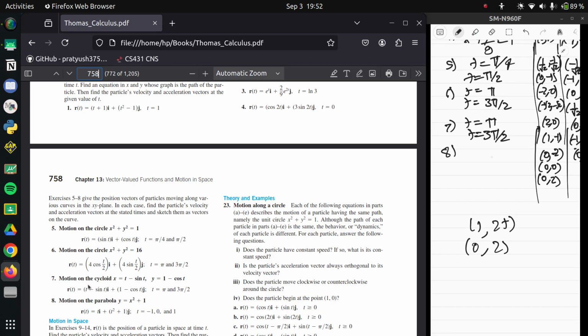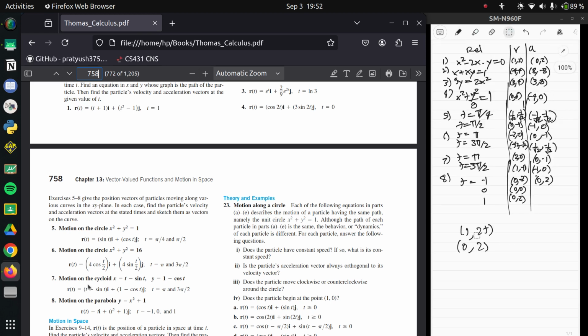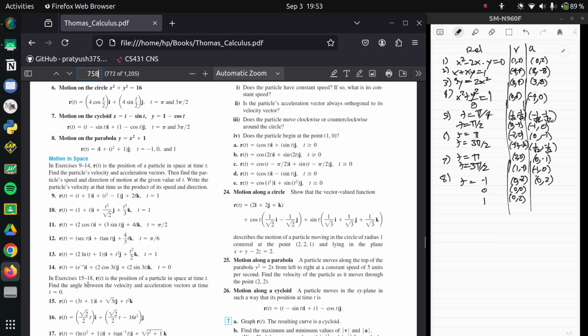And I'm not going to graph anything. So this is at t equal to minus 1, 0, 1. Okay, move on to the ninth. There is the ninth question.